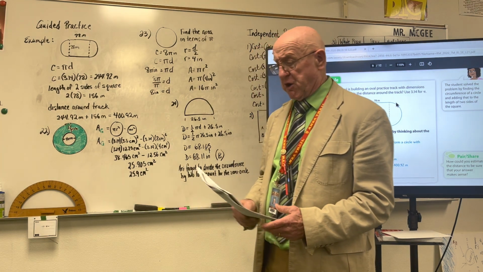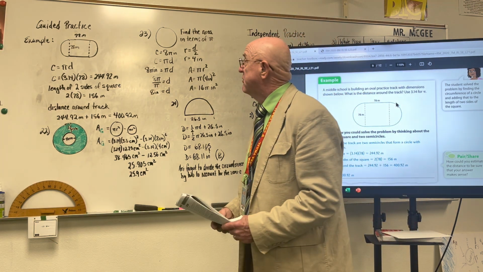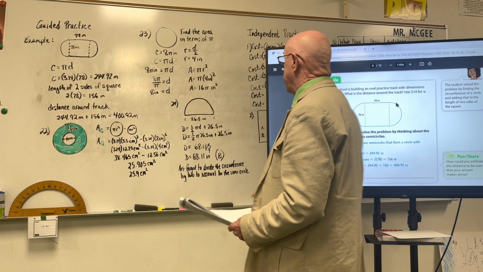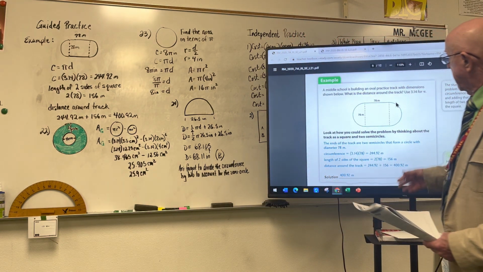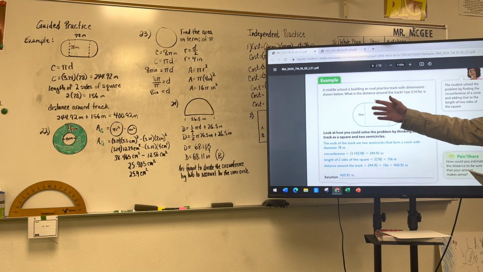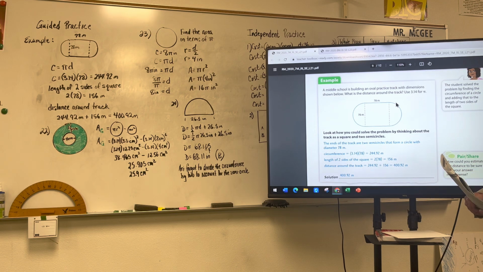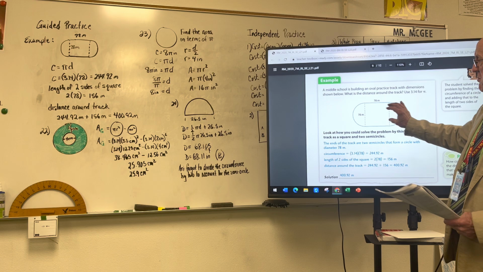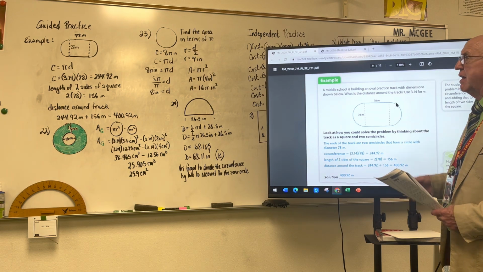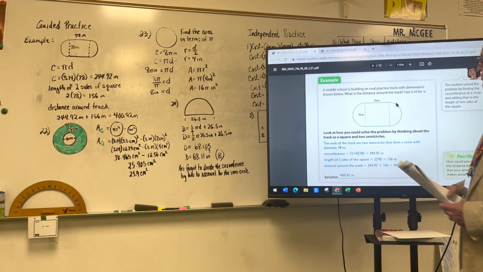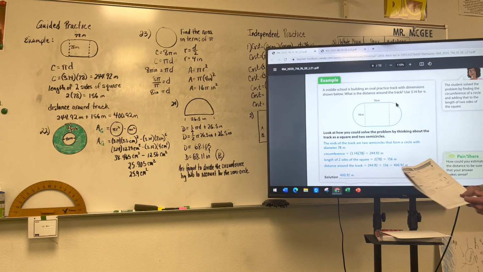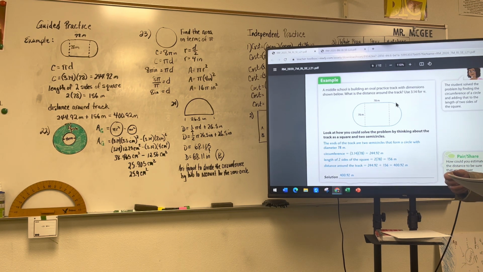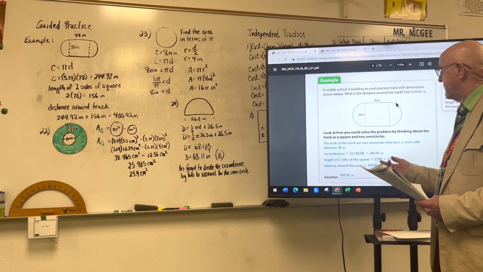So the first one we're going to talk about, we're on page 212, and we're going to look at the example. In the example, we have a practice track that you would have at a typical high school. You'd have a football field and a track going around it. Our question is, the middle school is building an oval practice track with dimensions shown below. What's the distance around the track? And they want you to use 3.14 for pi.